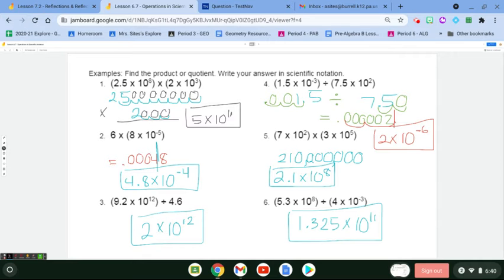All right, guys, so let's see if you got those answers right. For question number 2, no matter what process you're using, it's 4.8 times 10 to the negative 4th. For question number 3, it's 2 times 10 to the 12th. For question number 5, it's 2.1 times 10 to the 8th. And for question number 6, it's 1.325 times 10 to the 11th power.